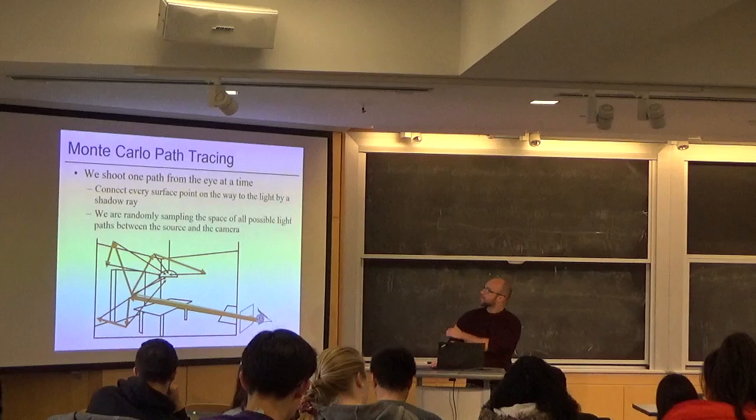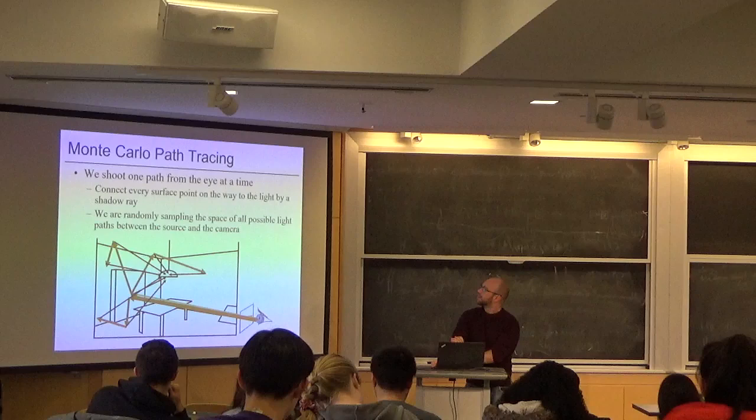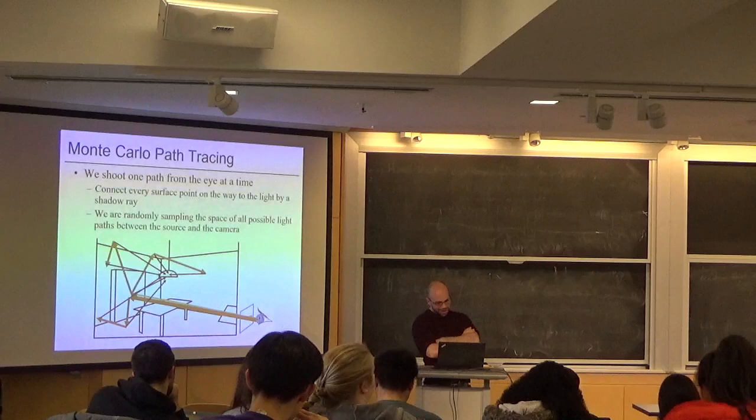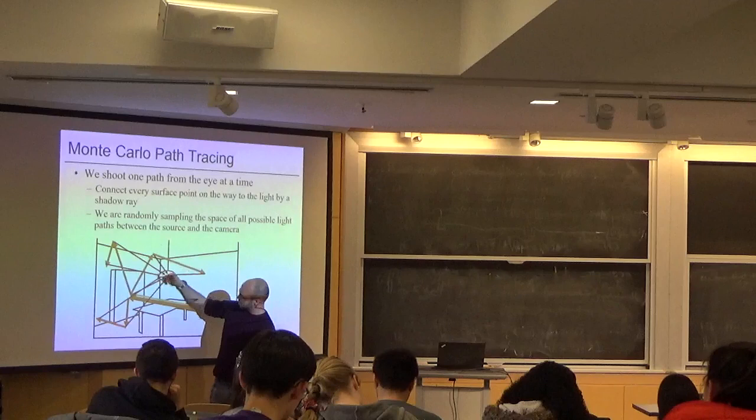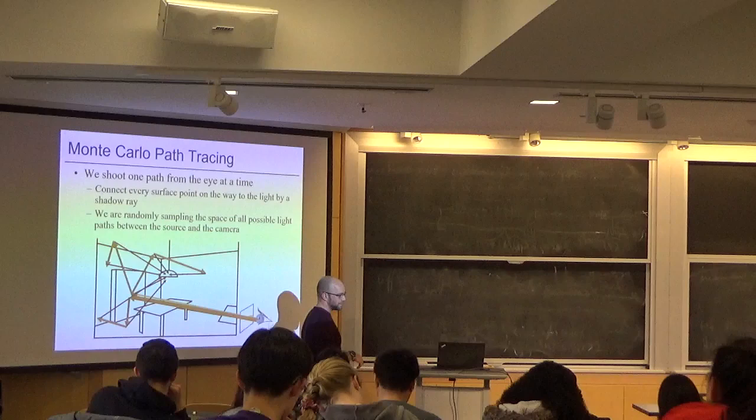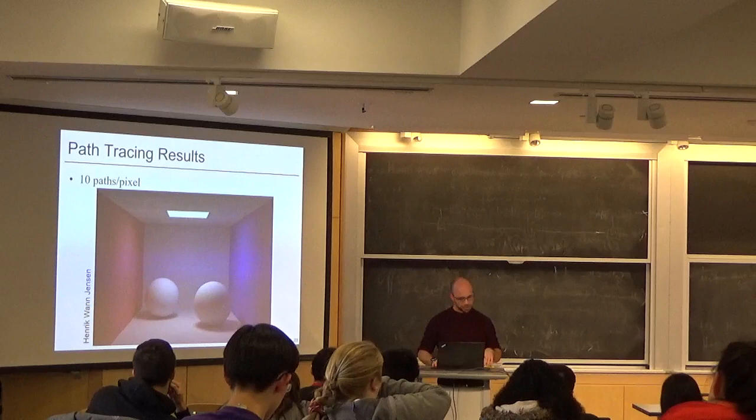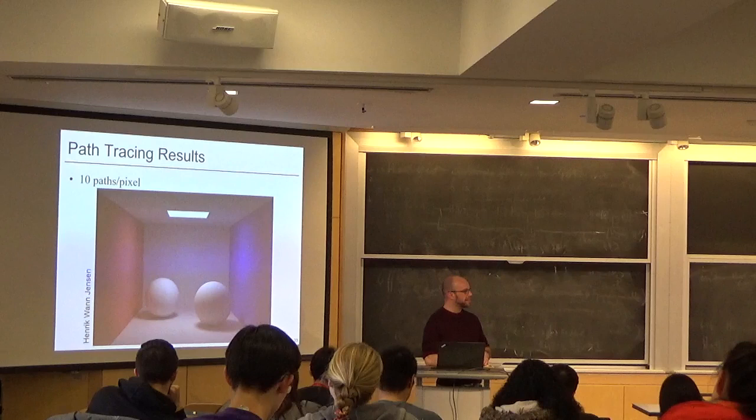Right, so a different thing that you can do is connect every surface point on the way to the light by a shadow ray. You can trace rays backward, and you can trace rays forward to the light, and that's going to be your next trick. So anyway, if you add more and more paths to a pixel, you can see that the noise begins to decrease a little bit. And eventually, for this kind of Lambertian-looking scene, it begins to be okay.